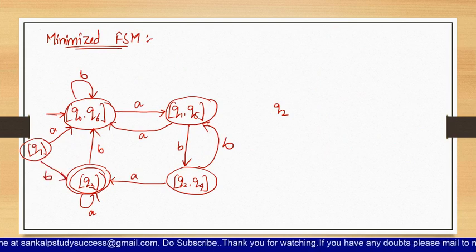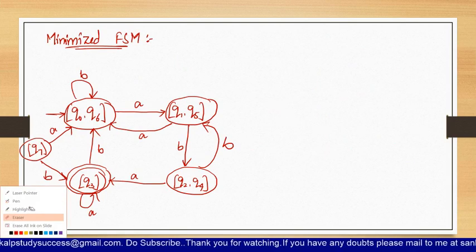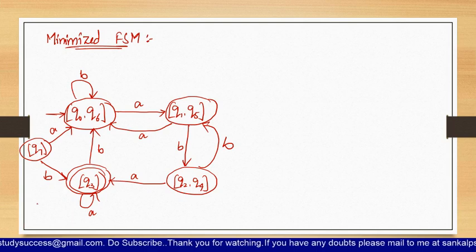This is the finite state machine where we got only 5 states, but previously we had 8 states from Q0 to Q7. So we have minimized the finite state machine from 8 states to only 5 states. That means 3 states were removed. So we have minimized it.